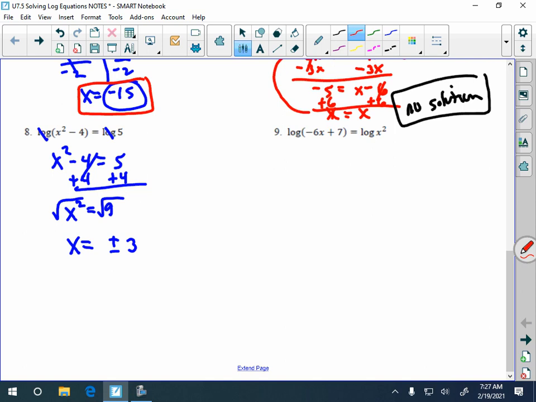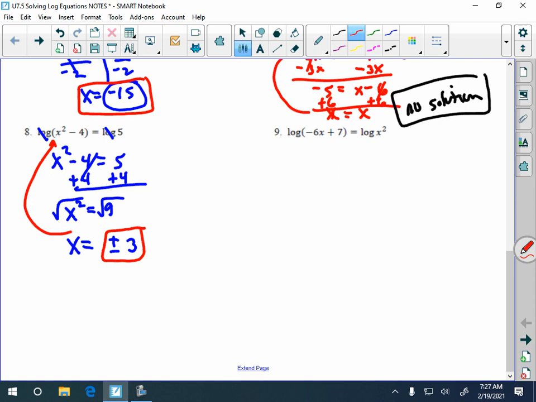If I use positive 3 and plug it in, positive 3 squared is 9, minus 4 is positive 5. So positive 3 works. If I use negative 3, squared means negative 3 times negative 3, which is positive 9. Positive 9 minus 4 is also positive 5. So here I get two answers, and I'm going to keep both of them.